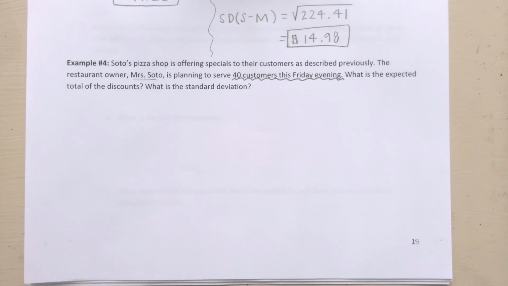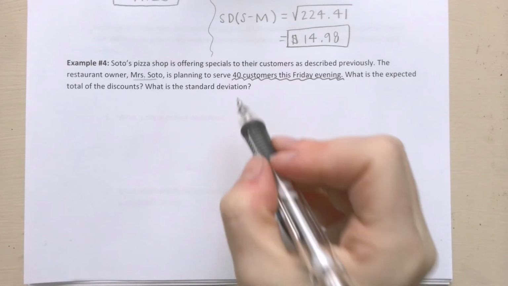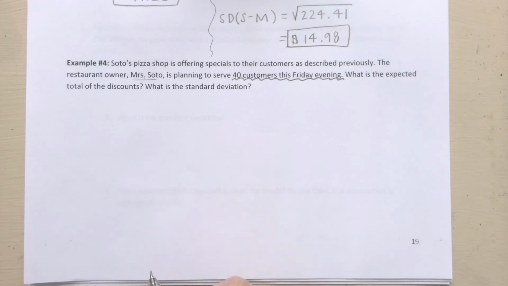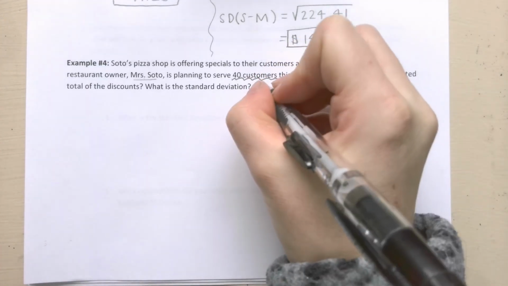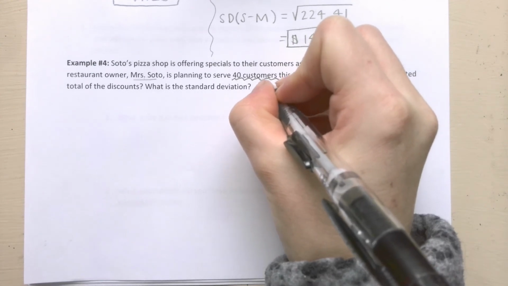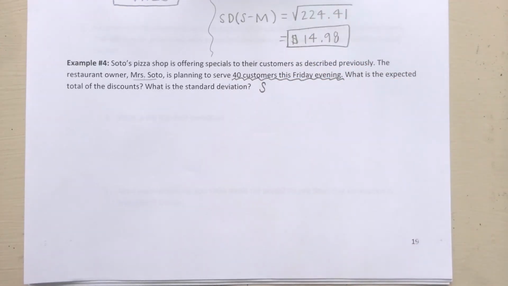So what we've been doing so far is looking at just one customer, right? What can I expect the discount or the standard deviation to be for one individual person? Now I want to know what's happening in total if I can serve these 40 customers. Let's say that S represents just one person at Soto's shop. I need this to happen 40 times.